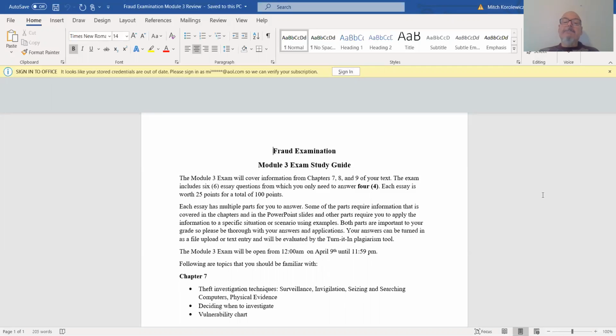Your answers can be turned in as a file upload when you click on that Module 3 exam, or as a text entry in the Module 3 exam link. And when you submit, either as a text entry or a file upload, your document and your answers will be evaluated by the Turnitin plagiarism tool. So you'll go to Module 3 and click on the Exam 3 link, and it will go ahead and give you the exam.